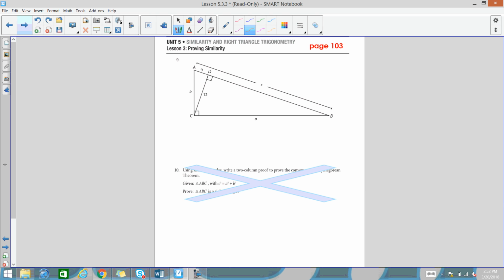All right, let's see. Do I got any other examples? All right, let's talk about this one. So page 103, number 9. I believe this is our last one, and then you're going to go get your homework. All right. Number 9 says, find the values of A, B, and C.